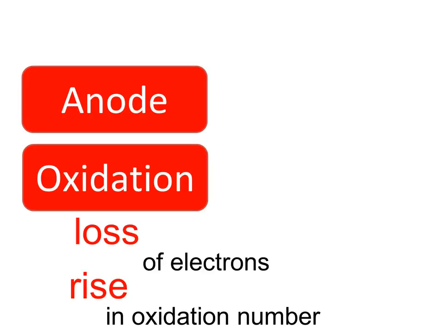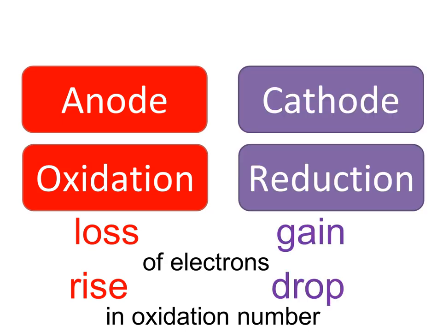Remember that oxidation is the loss of electrons, accompanied by a rise in oxidation number, and it always happens at the anode. Reduction, oppositely, is the gain of electrons, accompanied by a drop of oxidation number, and it always happens at the cathode. In a voltaic cell, the anode is negatively charged and the cathode is positively charged. Remember, that's the opposite of what it is in an electrolytic cell.